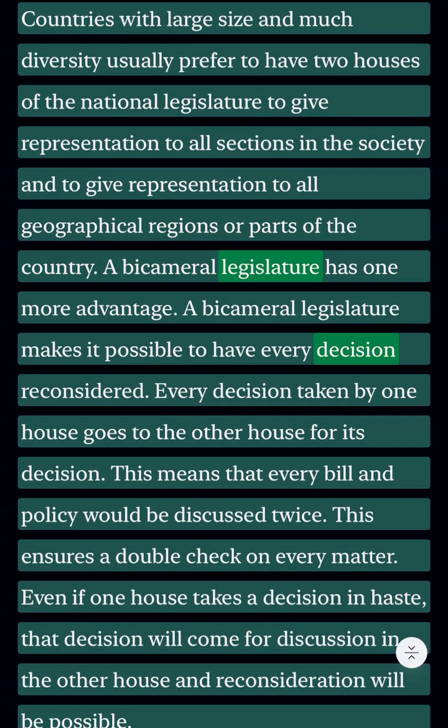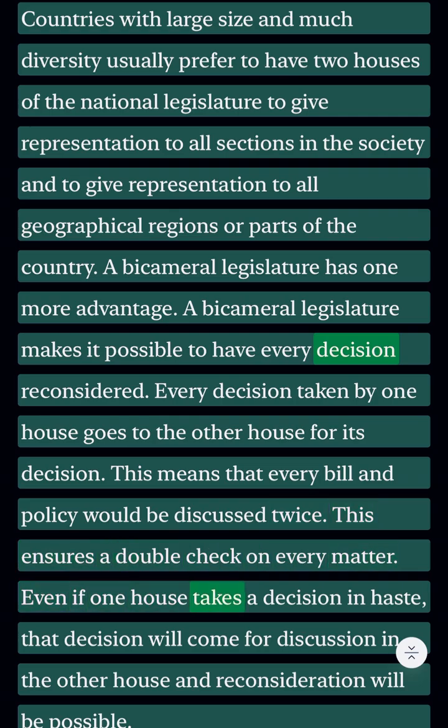A bicameral legislature has one more advantage. A bicameral legislature makes it possible to have every decision reconsidered. Every decision taken by one house goes to the other house for its decision. This means that every bill and policy would be discussed twice. This ensures a double check on every matter.